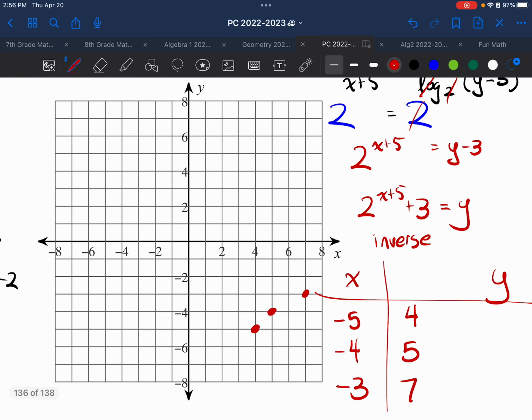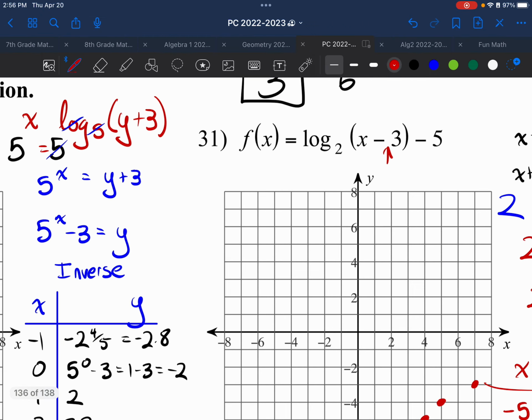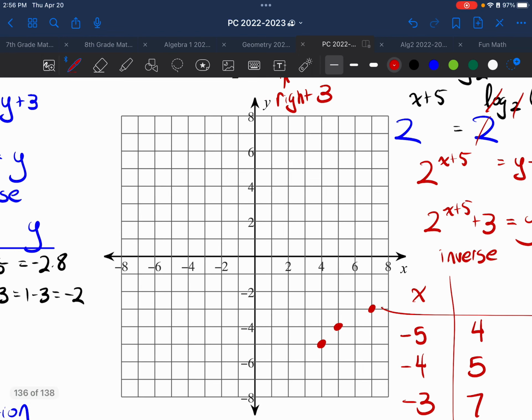And then last, I need to look at my asymptote. Again, I have a -3. Did I have a -3 in the other one? I had a +3. So this is the opposite. Instead of going left 3, this is going to be right 3. So that means I have this asymptote right here at +3.